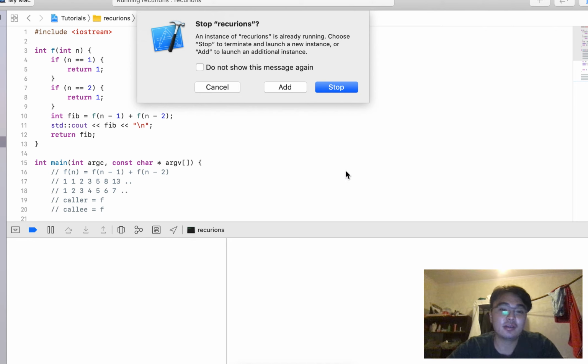I hope you guys get the concept. The most important thing in recursion is getting the concept, and I hope you got the concept, and I hope it will be useful.